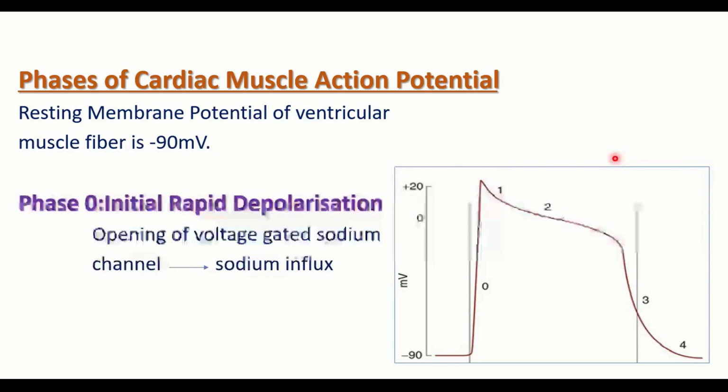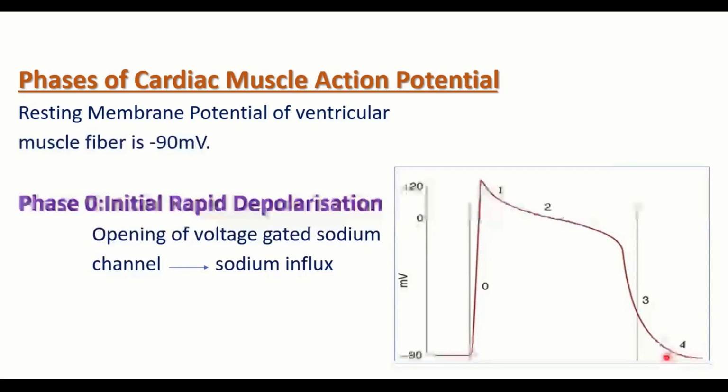The resting membrane potential of a ventricular muscle fiber is minus 90 millivolt. Here in this diagram, we can see that the action potential is divided into different phases starting from phase 0, 1, 2, 3 and 4. Phase 0 is known as initial rapid depolarization.